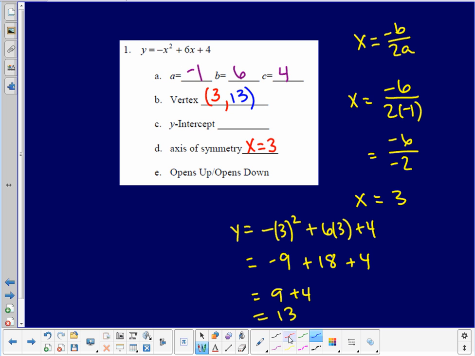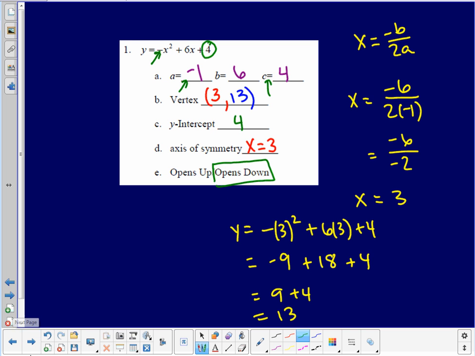Then I can also identify the y-intercept. The y-intercept comes from that constant value at the end, which in this case is 4, that c value right there. And then the opening up or opening down comes from the a value, and in this case the a value is -1. So -1 tells us that it opens down. So that's just a review of all the things we talked about yesterday.